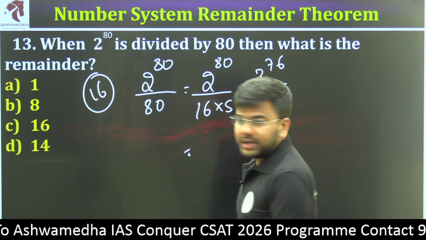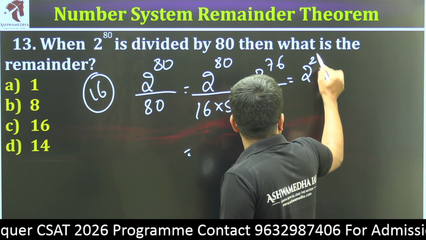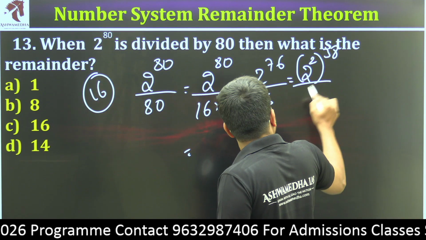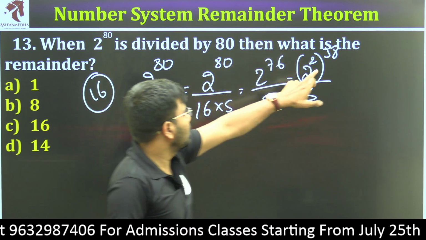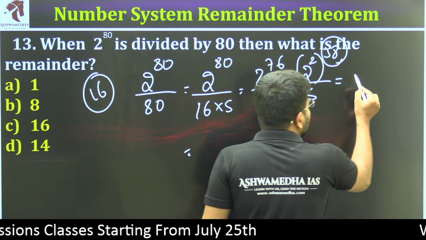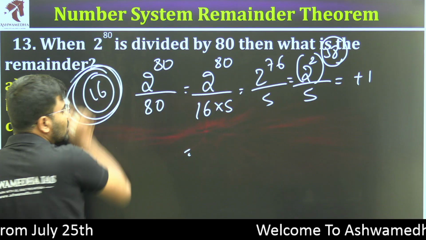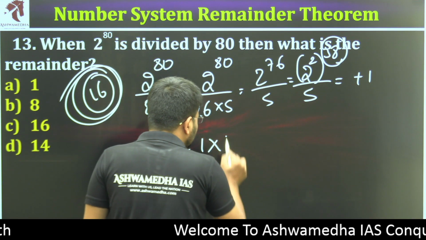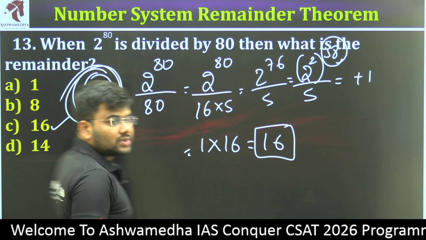Here 2 power 76 is obviously even, that is 2 square whole power 38 by 5. 2 square means 4, so it's either 4 or not. If the power is even, you will always get a positive remainder. Here the remainder is plus 1. For that plus 1, you are supposed to multiply the cancellation factor, that is 1 into 16, which is equal to 16 as the remainder. Option C is the correct answer. I hope you have understood.